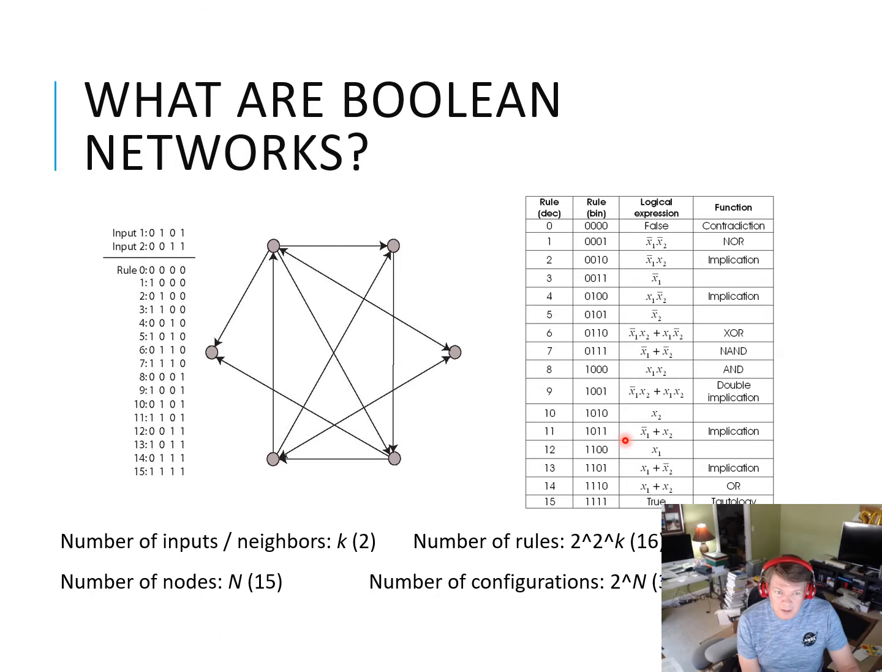And so for these simple networks, in this case, we have 6 nodes. We could obviously simulate much larger networks. For this particular case, each node has 2 inputs or 2 neighbors. Again, that could be variable for the different nodes, or it could be fixed to a different number for the different nodes. And the number of rules will depend on the number of neighbors or inputs per node. If the inputs or neighbors is fixed, then the number of rules available is going to be 2 to the power of 2 to the power of k.